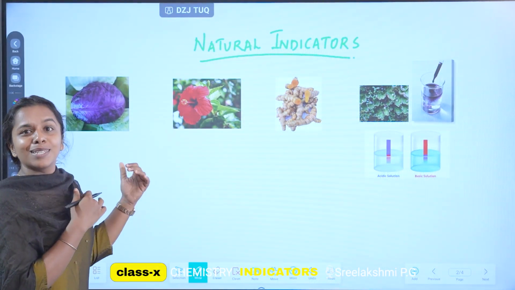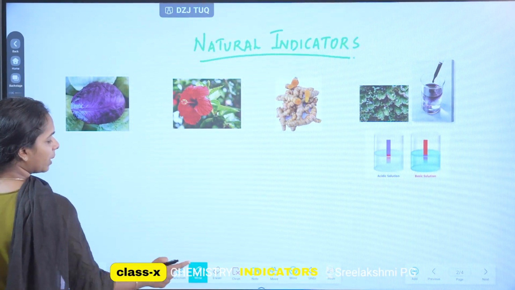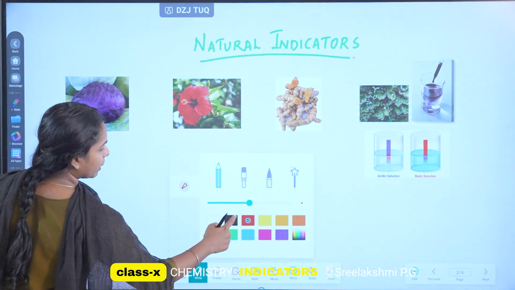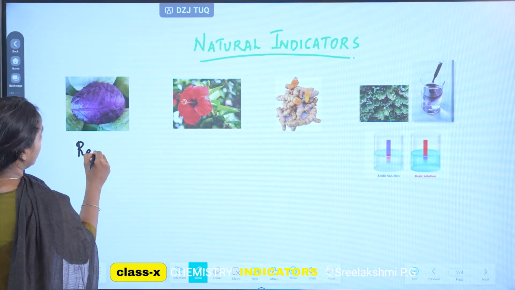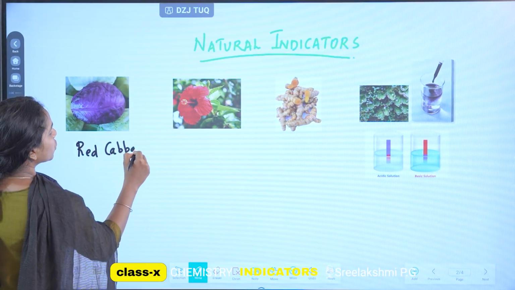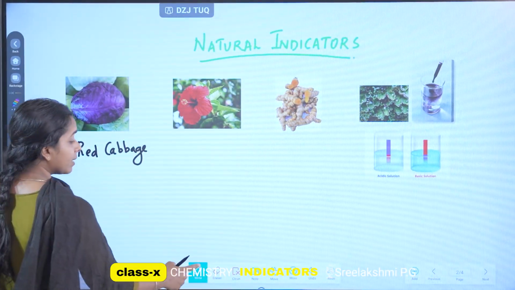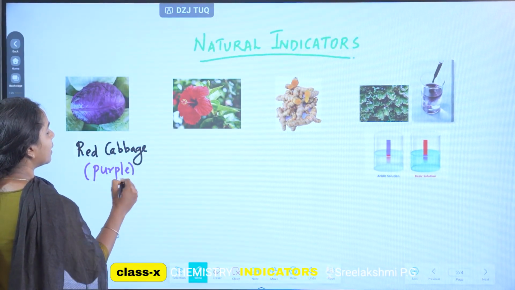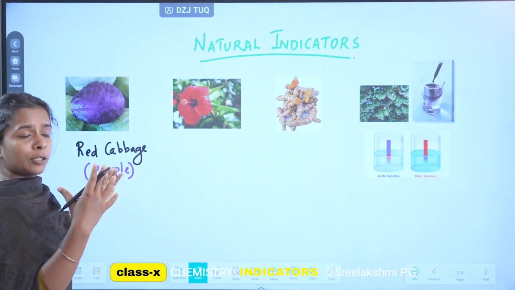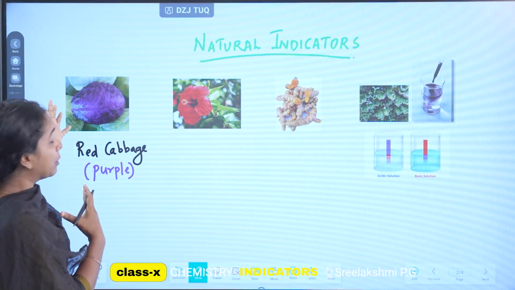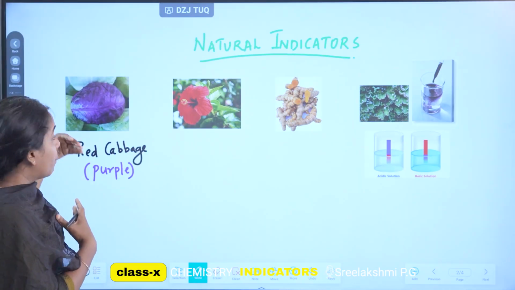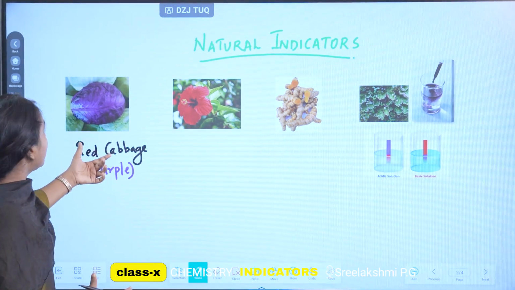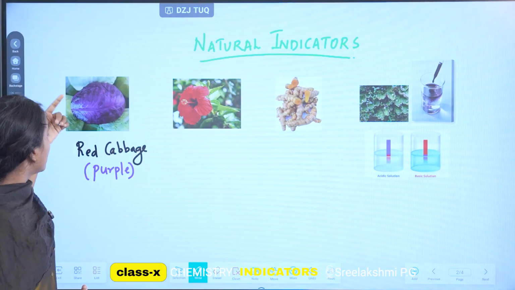But in which color is it? It is purple in color. But the name of this one is red cabbage. What is the color of red cabbage? It is purple in color. In the name it is given as red cabbage, but from far you can see that the color of this cabbage is purple. Okay, so one example of natural indicators is red cabbage.